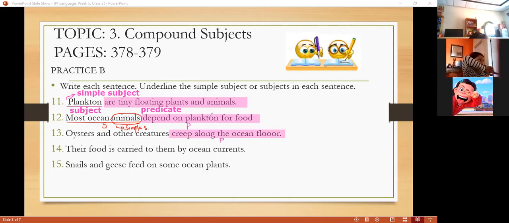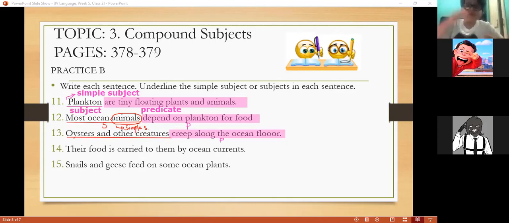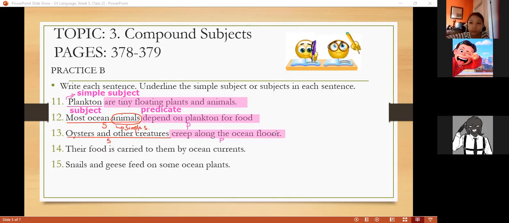And now, if you know the subject, you need to identify the simple subject or simple subjects that you have there. It can be one or more than one. This is the subject. The predicate is creep along the ocean floor.